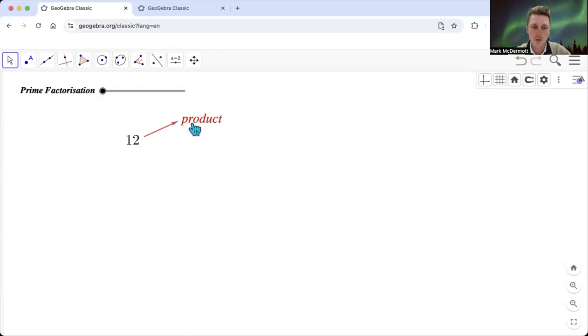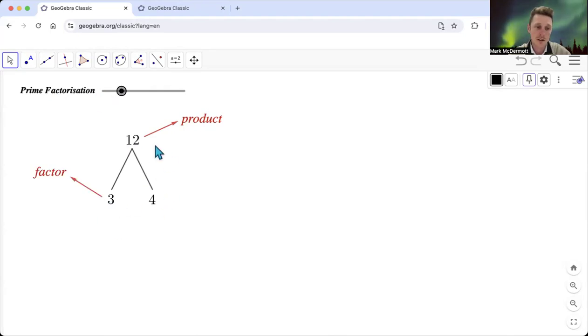So we've got 12, and we're going to call that the product. We could break that into two numbers. It'd be the multiplication of 3 by 4. And so these are the factors. 3 and 4 are factors of 12. Okay, and then you have to ask yourself, all right, are they prime factors? Could we factorize these numbers any further?